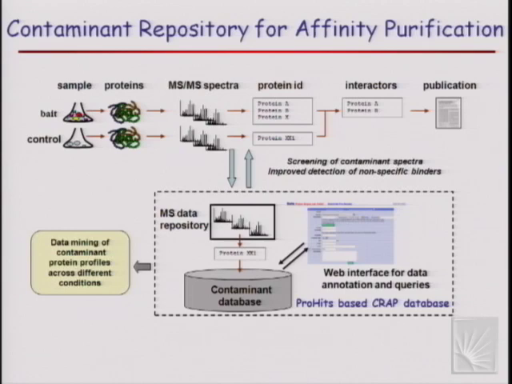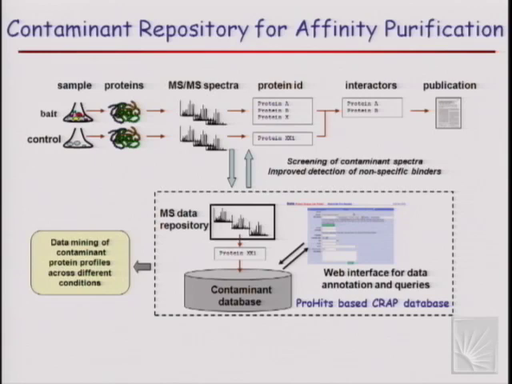On top of using negative controls, we are also actively developing a contaminant repository for affinity purification. It's great when you have matching controls for your experiment, and that's probably the best. But a lot of times you maybe don't have good controls, or you have a small number of controls that's not sufficient to rely on.